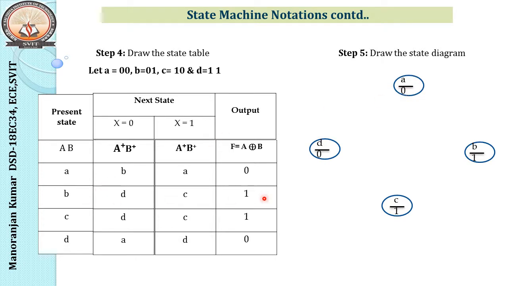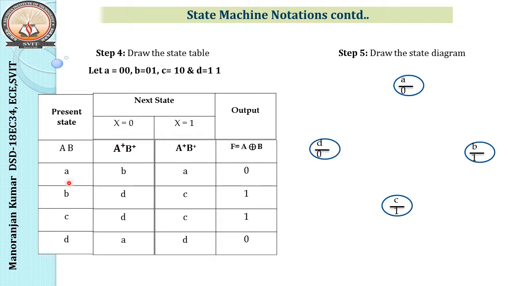For B, what is the output we have? 1. So B bar 1. For C also it is 1, so it is C bar 1. For D it is 0, so D bar 0 we have written. Okay. Now we have to show the transition from present state to next state. Okay, so let us see.